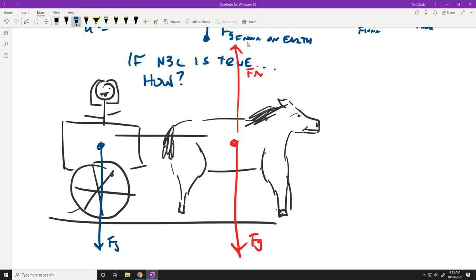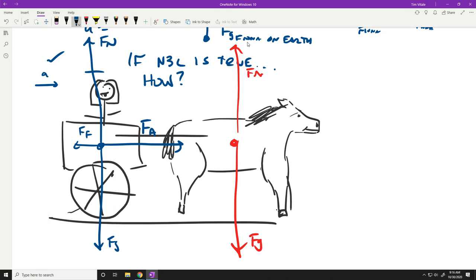So we have gravity, we have normal. Sorry, that's supposed to go straight up. And then we're being pulled to the right. We'll call it an applied force from the horse. And maybe there's a little bit of friction, but not enough to be bigger than the applied force. So we're still accelerating to the right. So we're good with that, right?